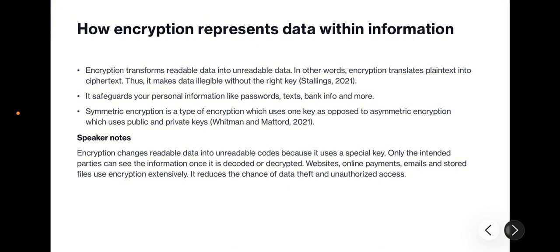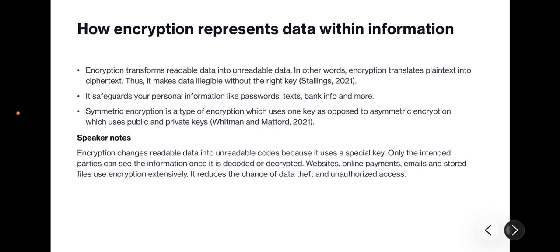Symmetric encryption is a type of encryption which uses one key as opposed to asymmetric encryption, which uses public and private keys.